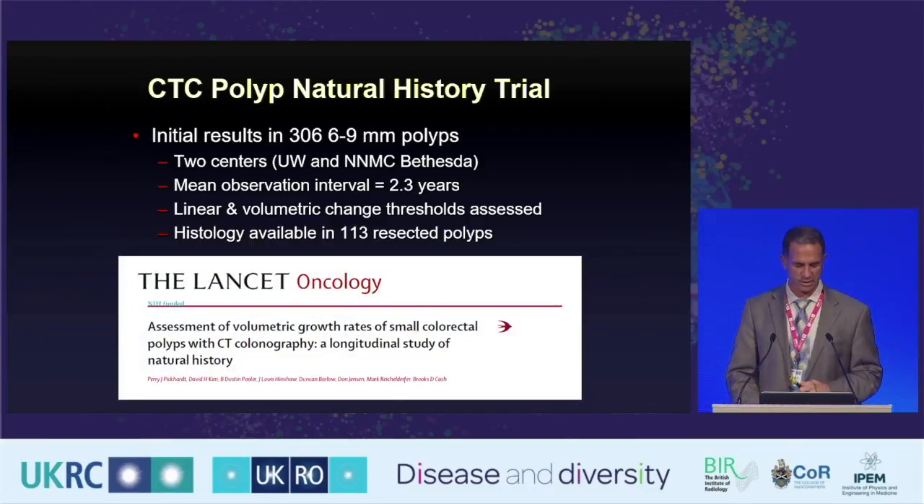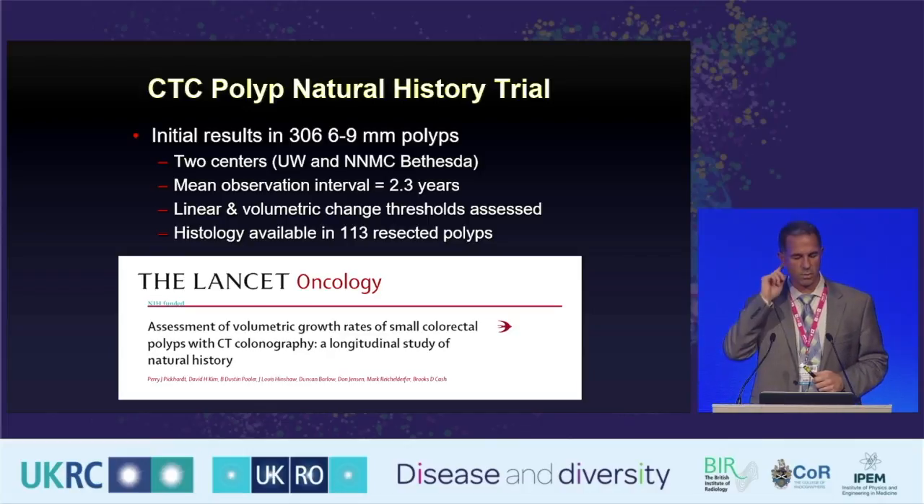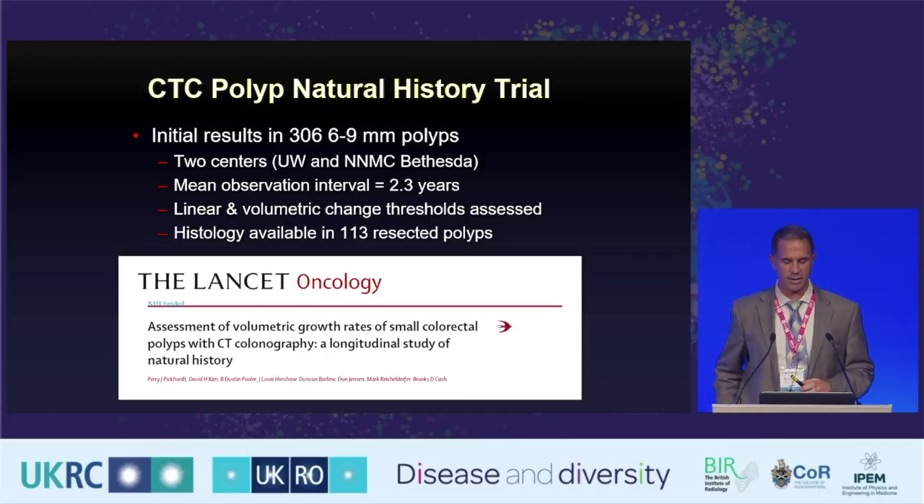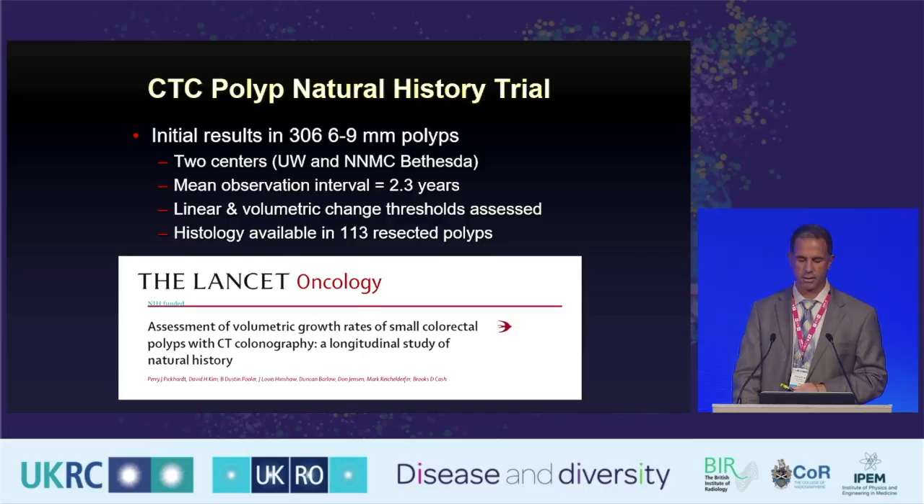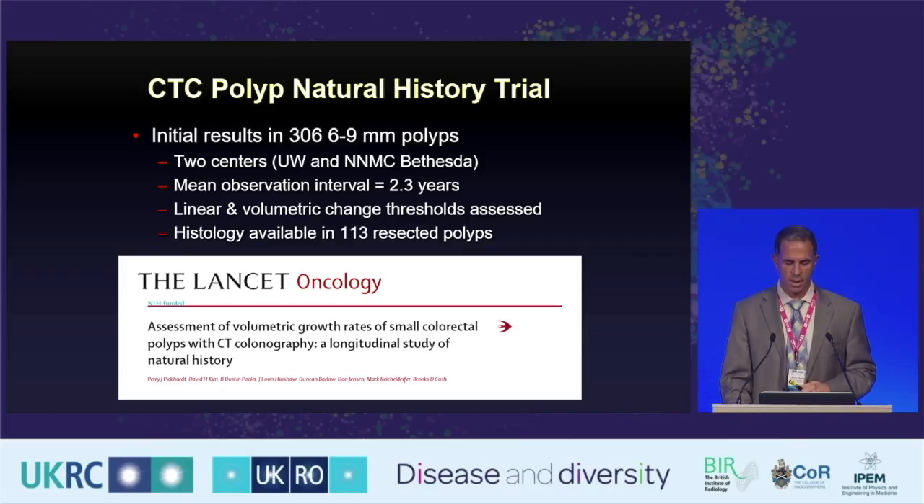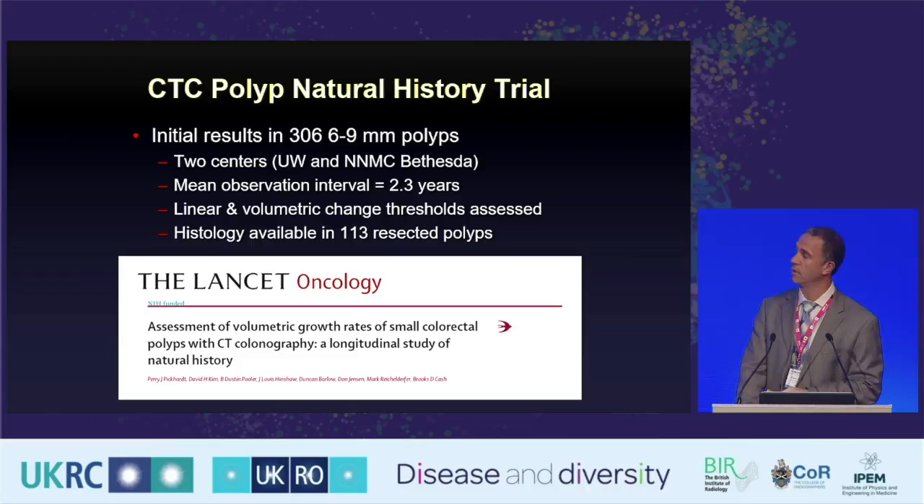So that brings us to our CTC polyp natural history trial. This was done with the UW and the Navy component, the two programs we had started. We had followed about 300 lesions, 6 to 9 millimeters, for about 2 years. You'll see now we have much more follow-up, but this published study set the tone. We had histologic proof in about a third of the lesions.